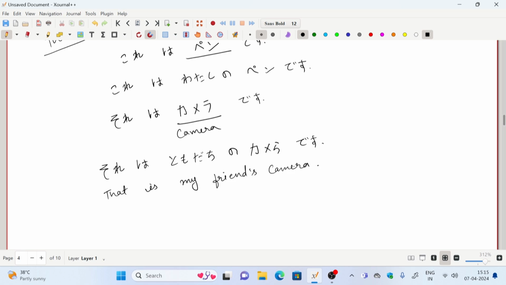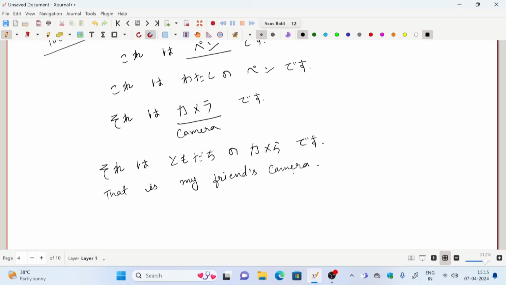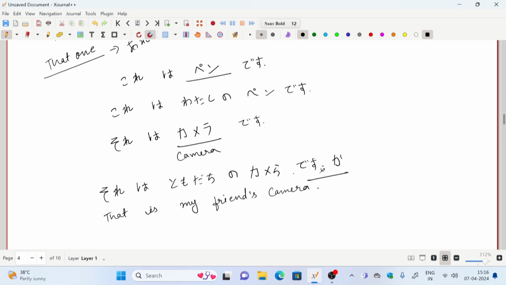So this is how we use kore, sore and are. Now the things have been recognized. What is this? This is a pen. What is that? That is a camera. If we want to ask a question, we just add ka and it becomes a question. Is this your friend's camera? Sore wa tomodachi no camera desu ka? Hai, so desu. Sore wa tomodachi no camera desu. If we put ka in the sentence kore wa pen desu ka? Hai, sore wa pen desu.